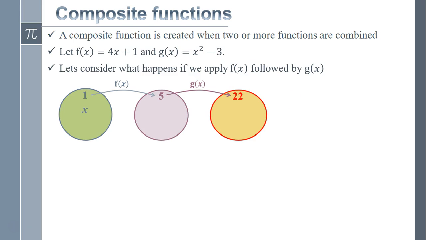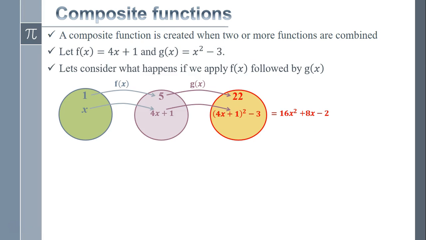If we do this algebraically, if I take a value of x, stick it into f of x, then out pops 4x plus 1. And now what I'm going to do is g of 4x plus 1, and g of 4x plus 1 is going to be (4x plus 1) squared minus the 3. And if we want to do a bit of tidying up on that, we end up with that result.